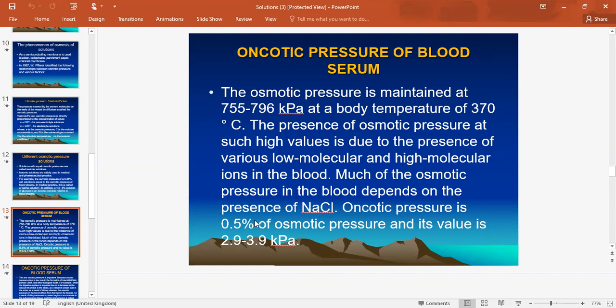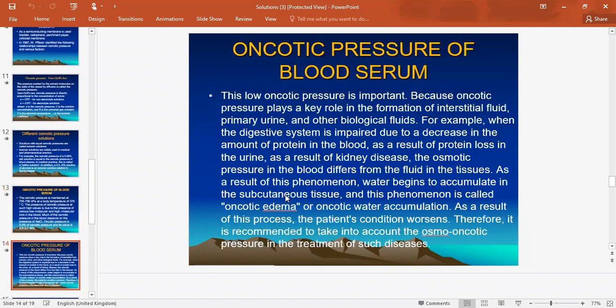Oncotic pressure is 0.5% of the osmotic pressure, and its value is 2.9 to 3.9 kPa. kPa, as I already told you, is the unit of pressure. The low oncotic pressure is important because oncotic pressure plays a key role in the formation of interstitial fluid, primary urine, and other biological fluids.